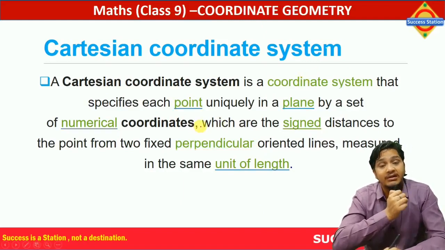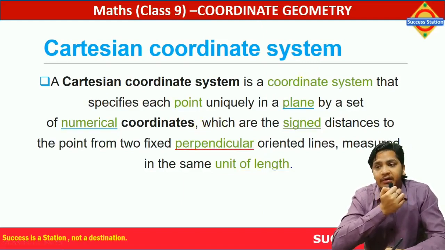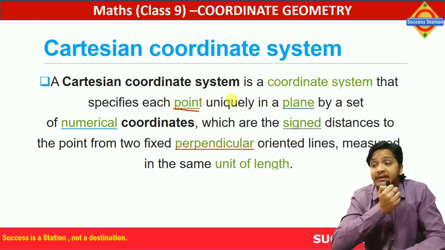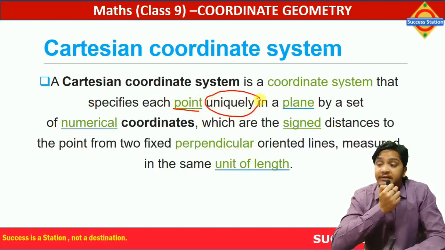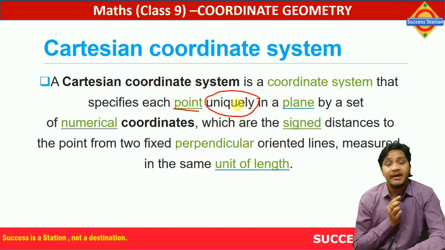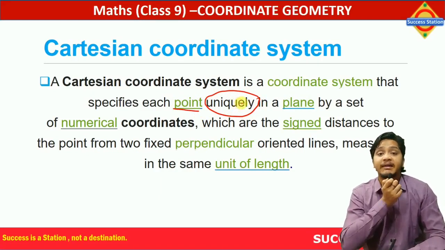So this is what is given in the Cartesian coordinate system. Cartesian coordinate system is a coordinate system that specifies each point uniquely. This has a very important meaning. In this Cartesian coordinate system, every point has a unique address.